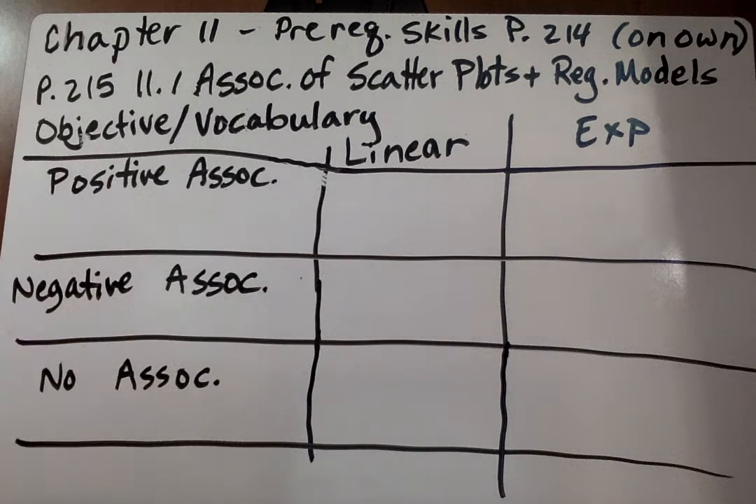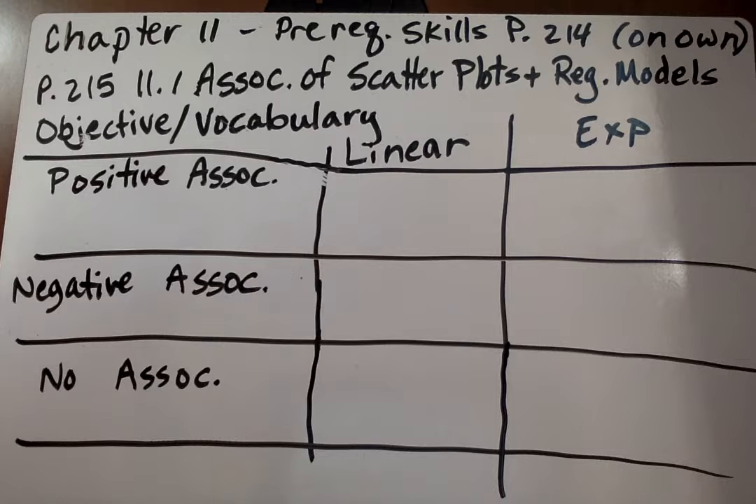So I'm going to jump to page 215. Our objective: I can identify linear and exponential relationships. Our vocabulary: a scatter plot. Scatter plots are another way of displaying independent and dependent data. Scatter plots show patterns in bivariate data. Bivariate means there's two variables, an x and a y.